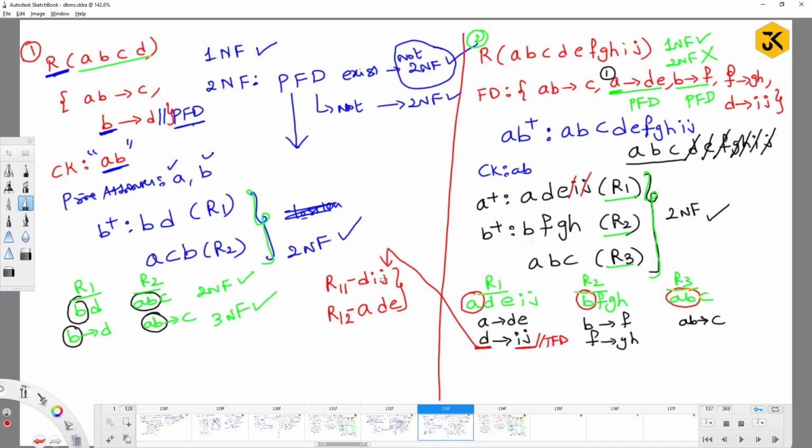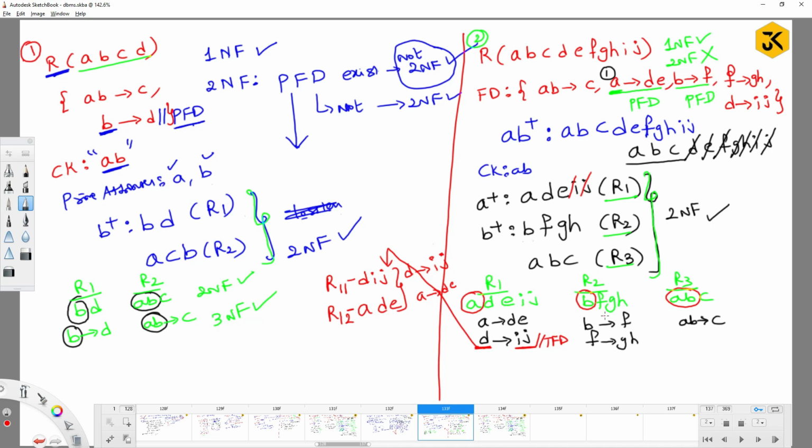Now, is there any transitive functional dependency again? Is it possible in R11 or R12? No, because R11 contains D determines IJ, and R12 contains A determines D. So there are no transitive functional dependencies. So R11 and R12 are directly in 3NF now.